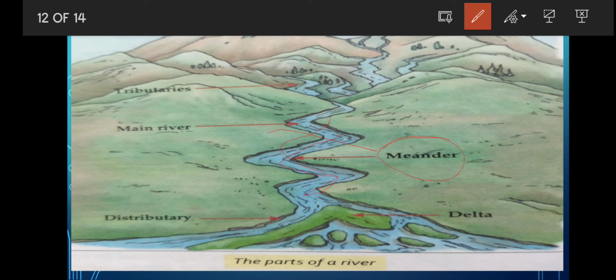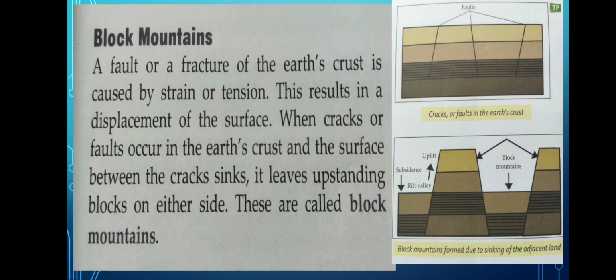Coming to the delta. Here you can see it makes a triangular shape. The triangular shaped alluvial deposit near the mouth of the river is called a delta. It resembles the Greek letter delta. It looks like a triangular shape and is formed by the distributaries. I hope you understood till now, and next we are moving on to block mountains.